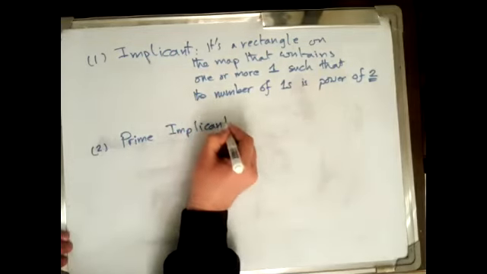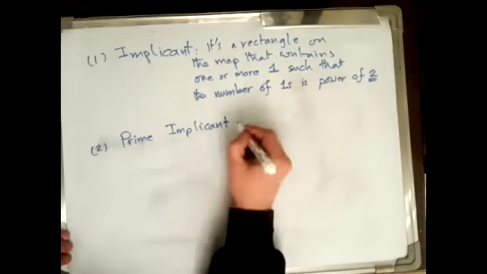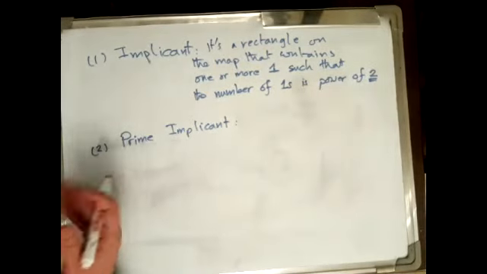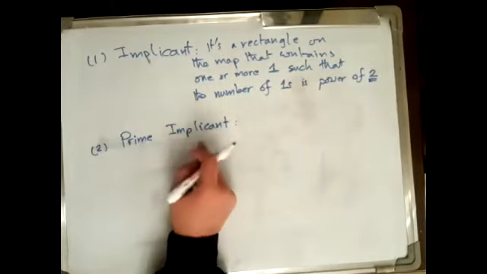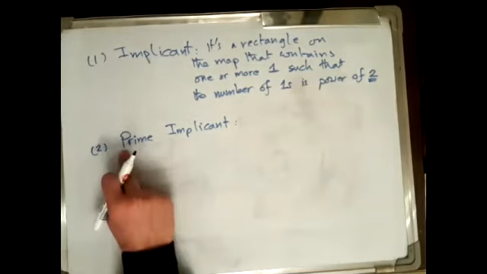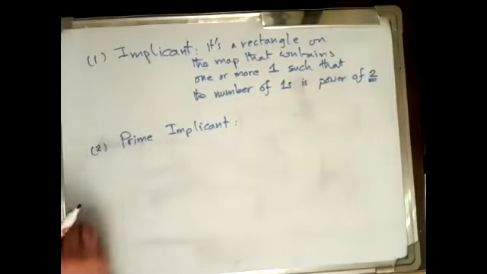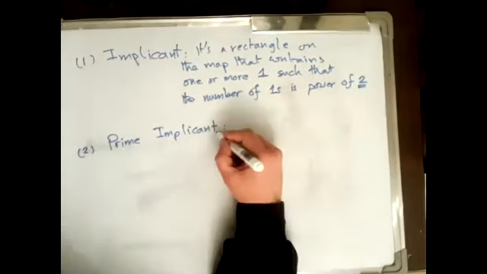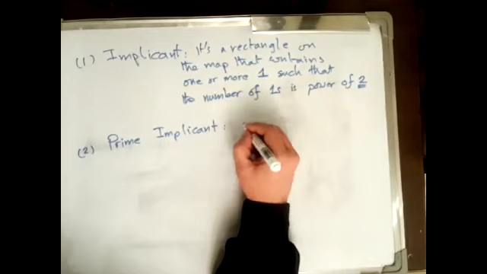Prime implicant. It is a special type of implicant. It is an implicant, but we call it a prime implicant. A prime implicant is basically an implicant, but there is another condition on this implicant.